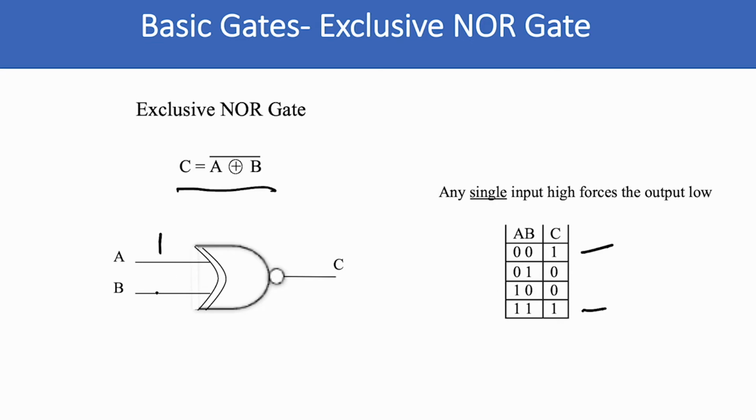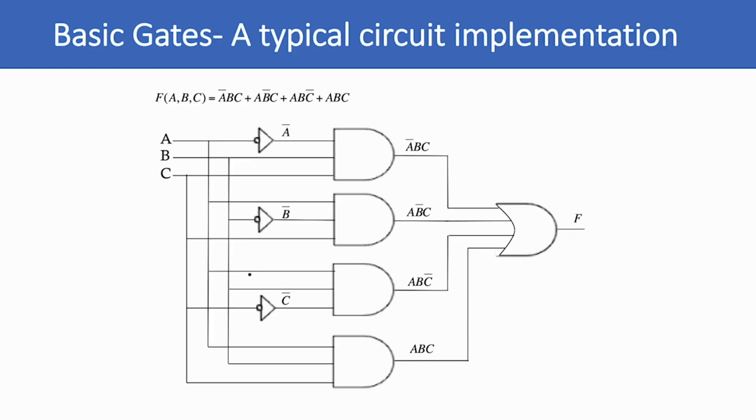0 is when either A or B is 1, but not both. So if A is a 1 and B is a 0, the output is a 0. And whenever A is a 0 and B is a 1, the output's a 0. So this is just the opposite of the exclusive OR gate. It's an exclusive OR gate with an inverter. Okay, let's look at a typical circuit implementation.